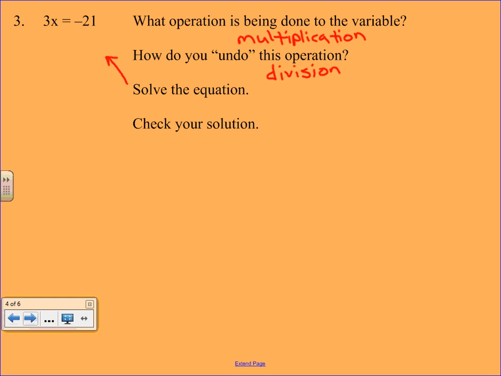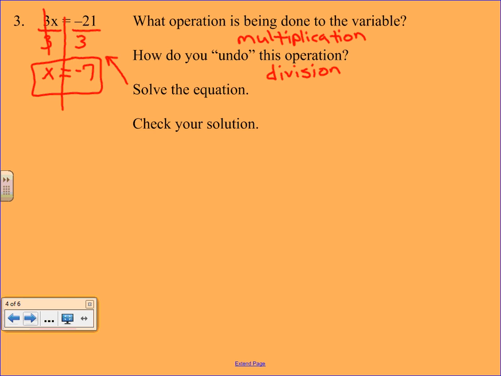So when we show our work, we're just going to do a fraction bar underneath the left-hand side and the right-hand side. And that fraction bar means division. So we're going to write divide by 3 on the left and divide by 3 on the right. 3 divided by 3 is 1, so those cancel. We're left with x. Negative 21 divided by 3 is a negative 7.